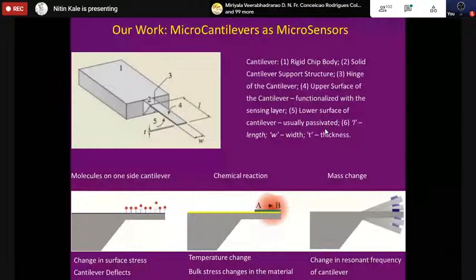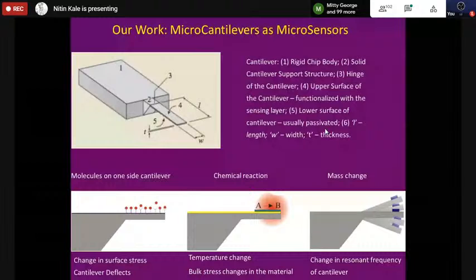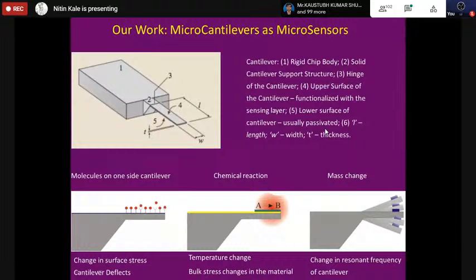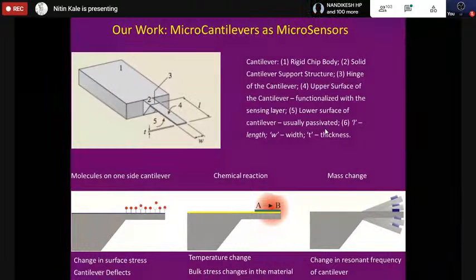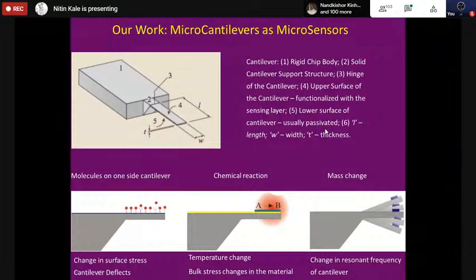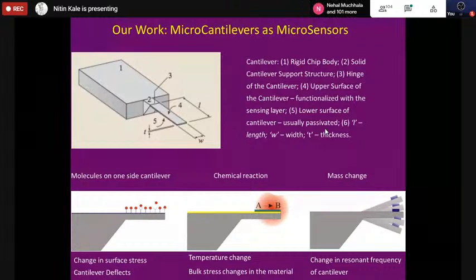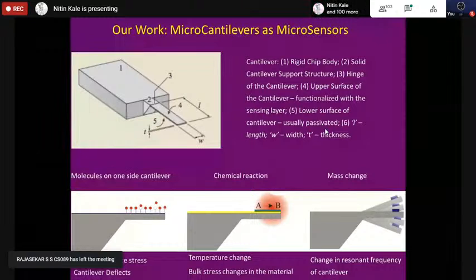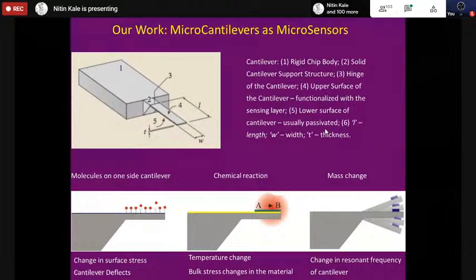The third example is measuring change in surface stress. This is what we actually use. What we do is we coat what are called antibodies. I'll give an example of COVID. So you have the coronavirus. Suppose you coat this structure with antibodies to that coronavirus. Now we know that antibody-antigen interaction is highly specific. And let us say now you have a sample in which those antigens, that is the coronavirus, are present. Then the coronavirus is going to preferentially stick to these antibodies.